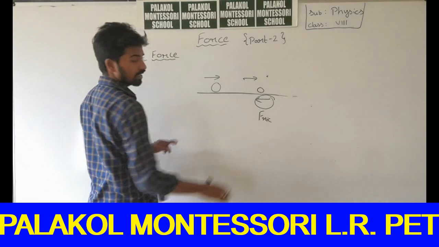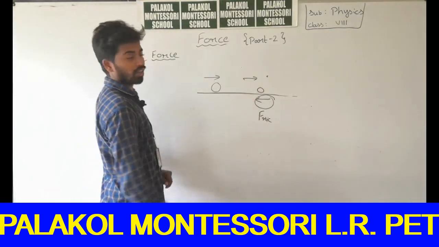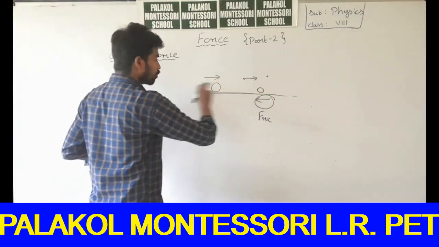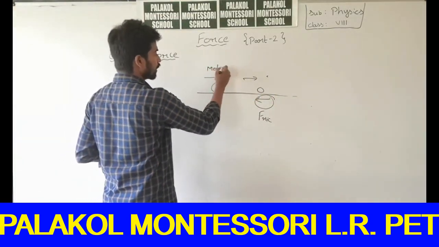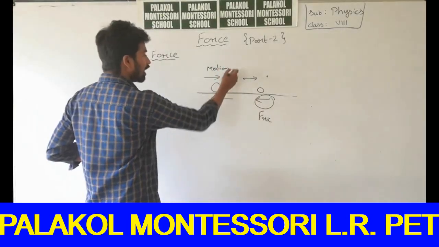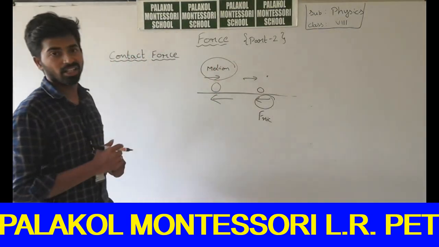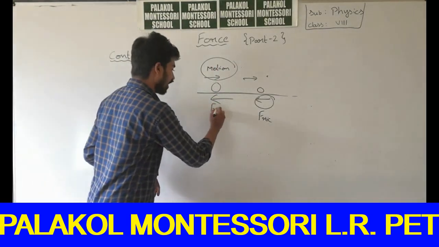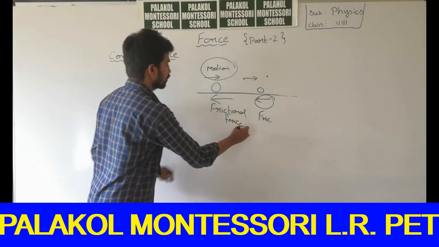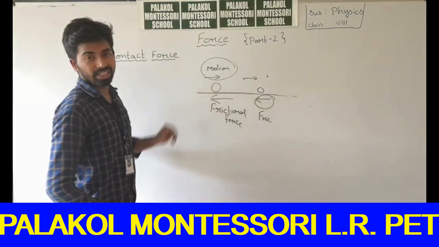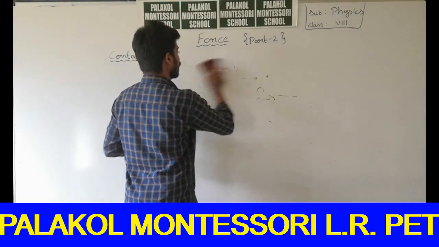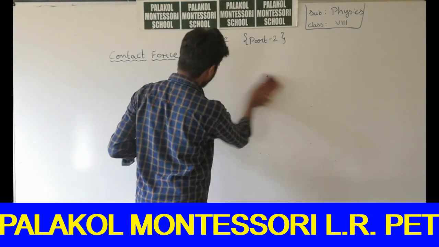So, this is the surface, the surface of another body. This surface offers an opposing force to the motion of the body. This is the motion of the body. What is the direction of the frictional force? The direction of the frictional force is always opposite to the direction of motion. This is the direction of motion and this is the direction of frictional force. These are the two forces we discussed in contact forces. These two forces are contact forces.